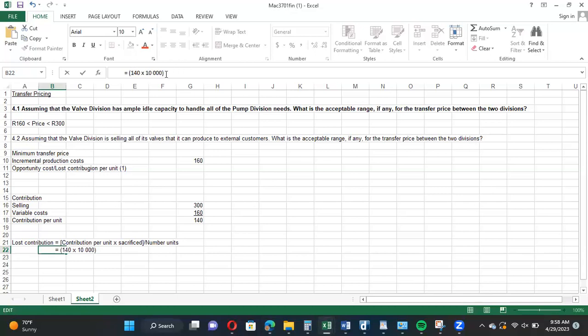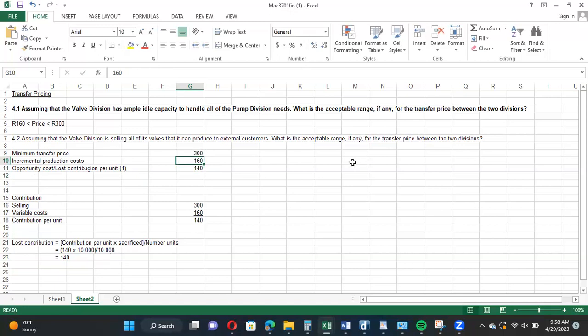Right. Now we are dividing that by the number of units that are being transferred, which is 10,000 there. So this is really going to give us just 140. You take that 140 and you put it there. So the minimum transfer price is 160, which is the incremental production cost plus the lost contribution, which is 140.